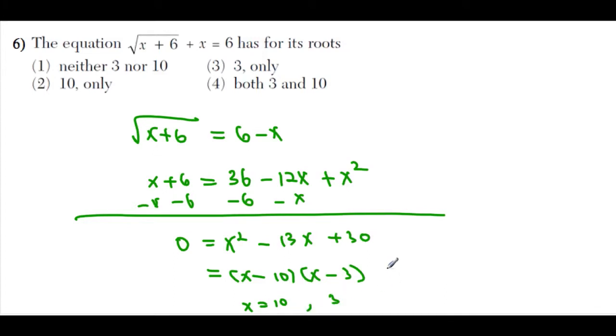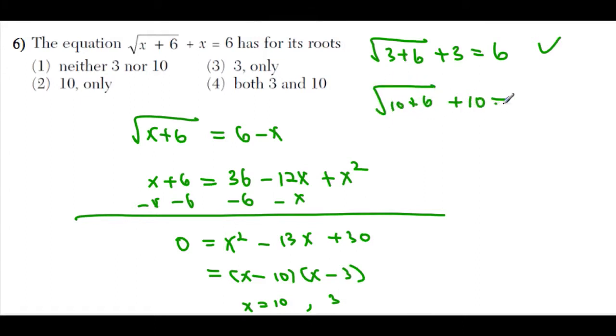Now once again, we need to check it. Once you plug in 3, then here we get square root of 3 plus 6, plus 3, that's equal to 6. And that works out because this portion is 3. But when you plug in 10 here, then 10 plus 6 plus 10, in fact that's not equal to 6 because this is already greater than 6 and this will be positive. So 10 has to be out, that means our answer is only 3. 3 only, that becomes our answer.